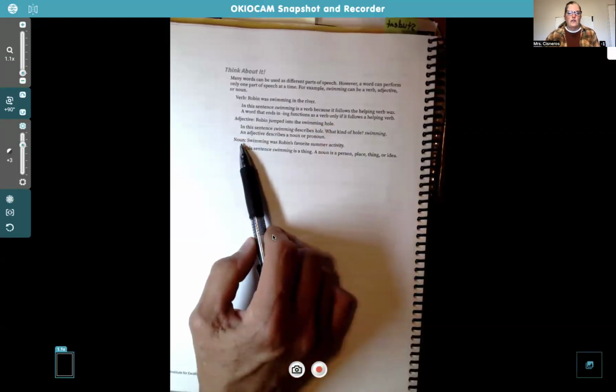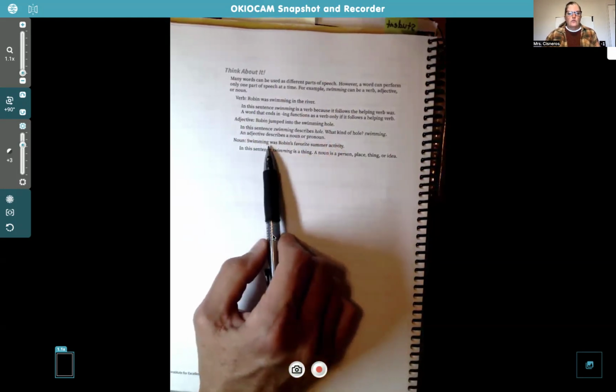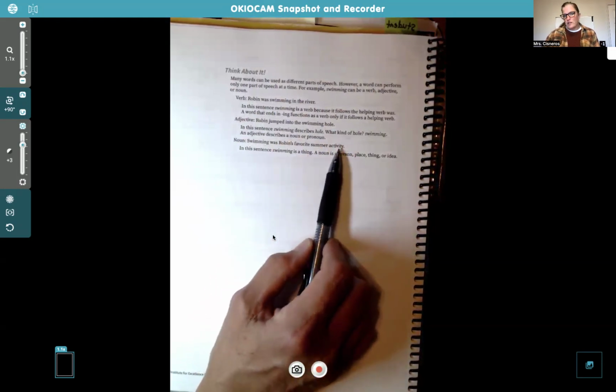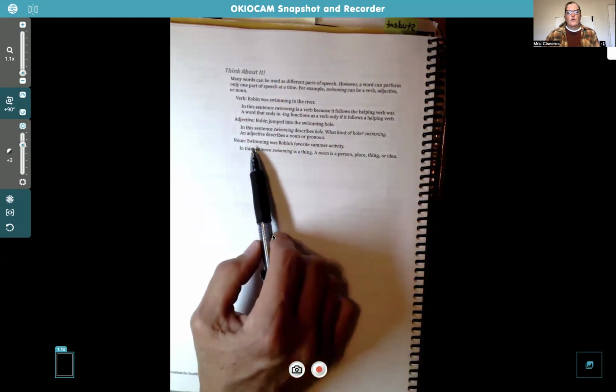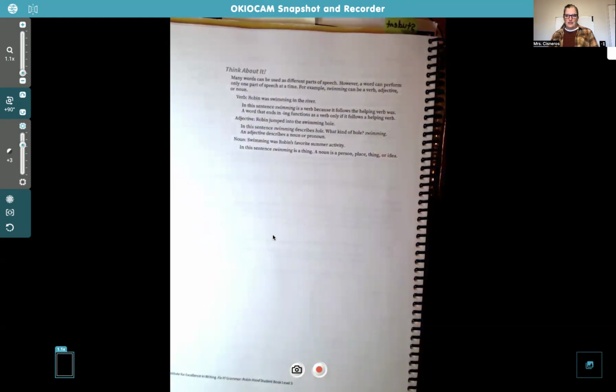And then look at the noun. Swimming was Robin's favorite summer activity. So swimming in this sentence is a thing that he enjoys, the activity. So swimming was Robin's favorite summer activity. Swimming is a noun in that sentence. They just want you to be aware of that. Don't just automatically assume if it has ing that it is a verb. A lot of times it is, but not always. So you have to watch where it is in the sentence and what it's functioning as.